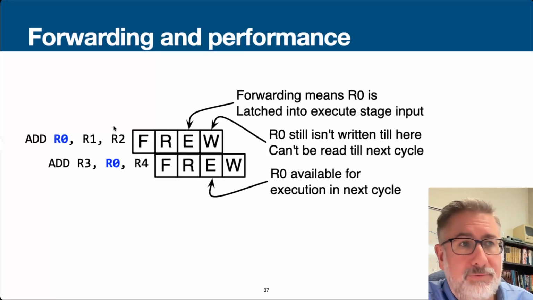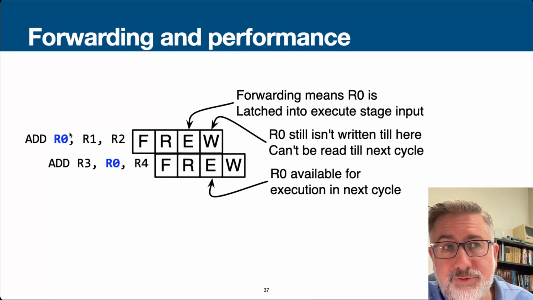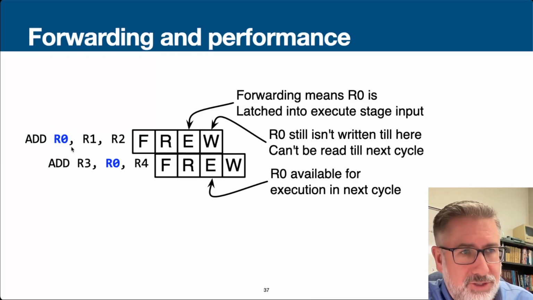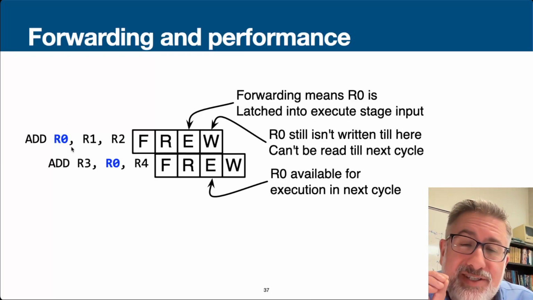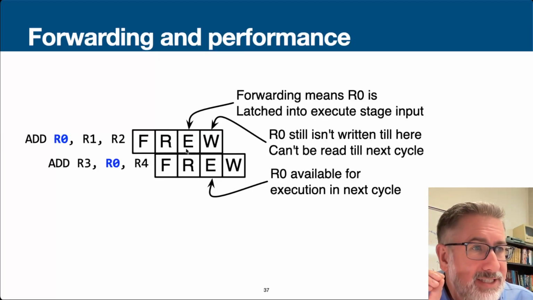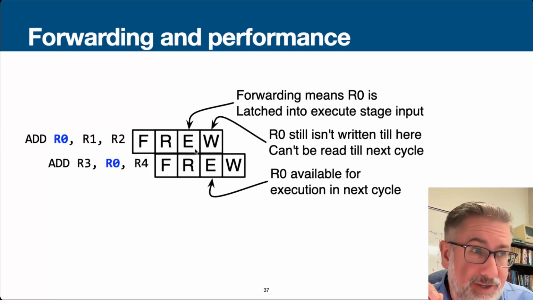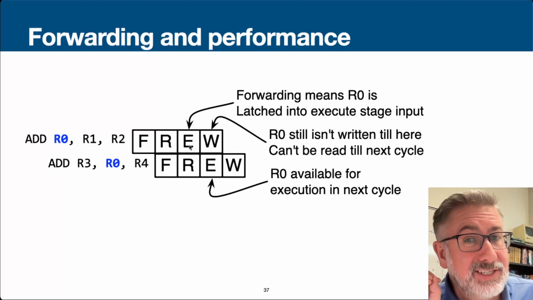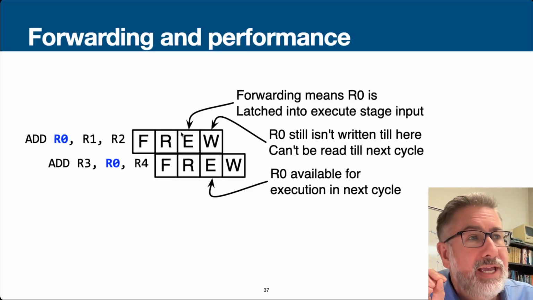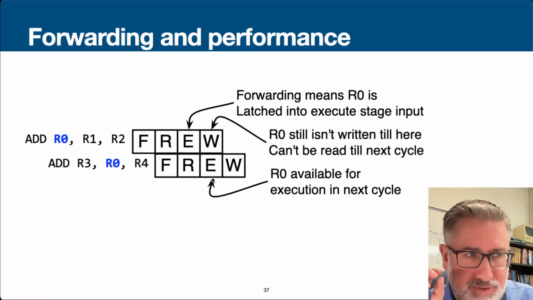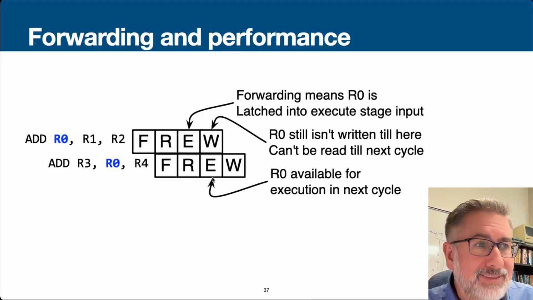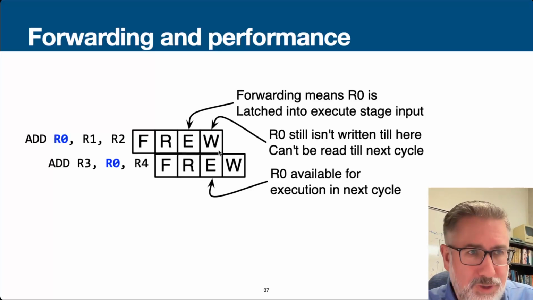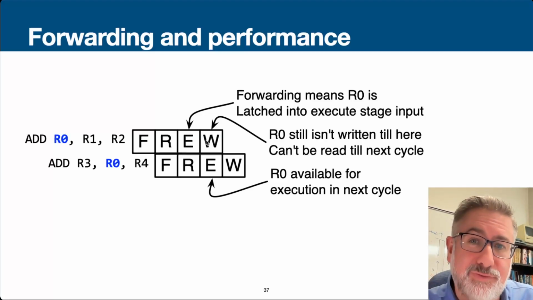in this example, R1 and R2 are added together and the result is put into R0. While this is executing, after the execute phase, before the write back phase, that value, the sum of R1 and R2, it's not in R0 yet, it's just the sum of R1 and R2, is presented to the execute stage of the next instruction. At the same time, it is written back in the write back stage of the first instruction.